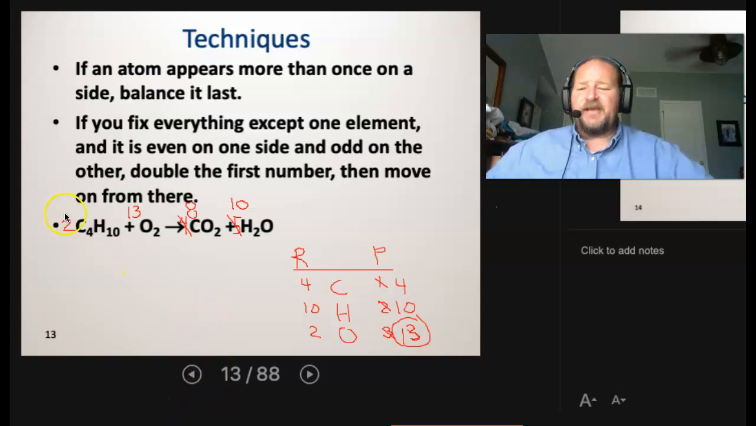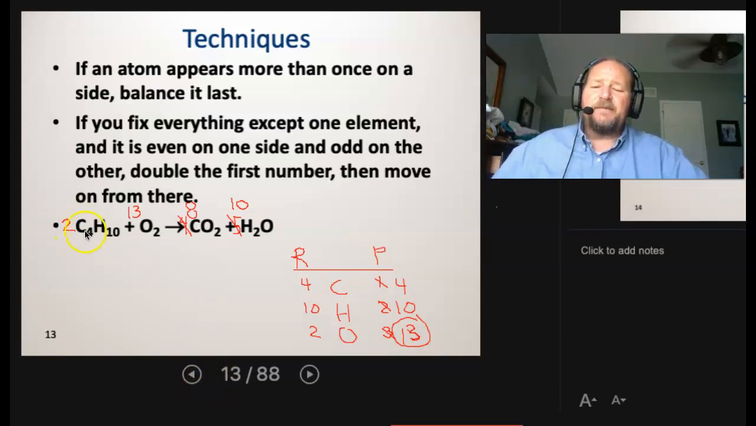Again, we can double check it. We have 2 times 4 gives me 8 carbon. 8 times 1 gives me 8 carbon. 2 times 10 gives me 20 hydrogen. 10 times 2 gives me 20 hydrogen. 13 times 2 is 26 oxygen. 8 times 2 is 16 plus 10. That's also 26 oxygen. This reaction should be balanced.